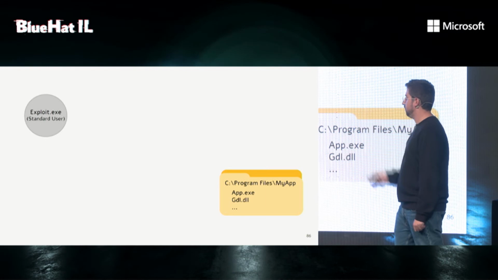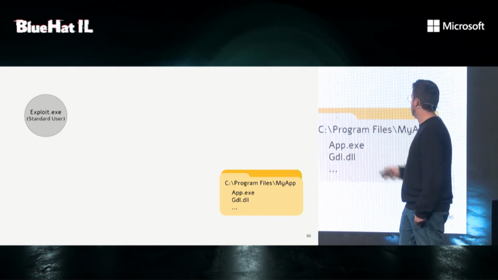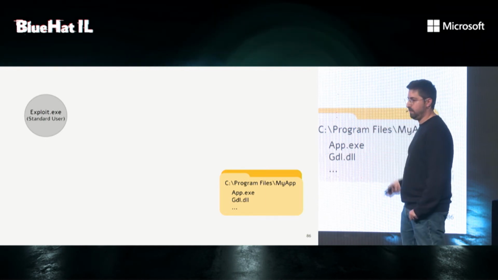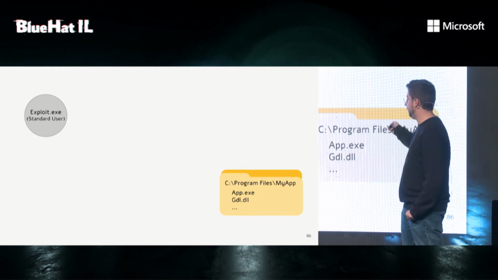So what I'll do to exploit this, from exploit.exe, run as a standard user. Again, let's say I target this directory and want to delete that DLL.